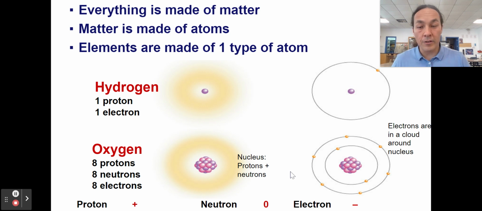The net overall charge for each of these atoms is neutral, right? It has a proton and electron. Here it has 8 protons and 8 electrons. Hopefully you can see that oxygen is going to be bigger, right? It has more protons and neutrons and more electrons around it.